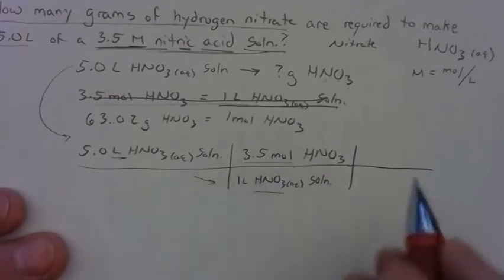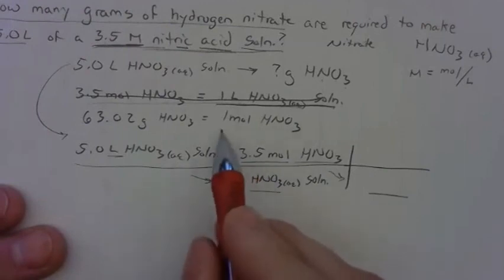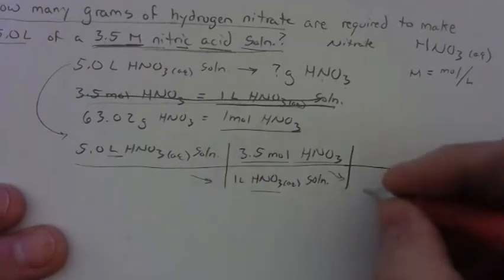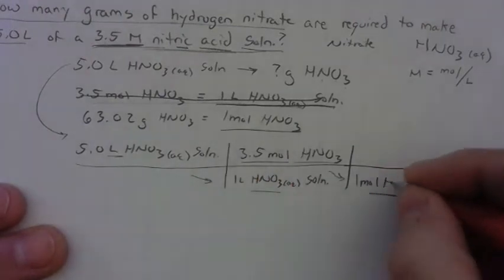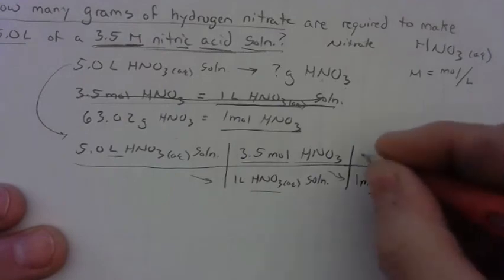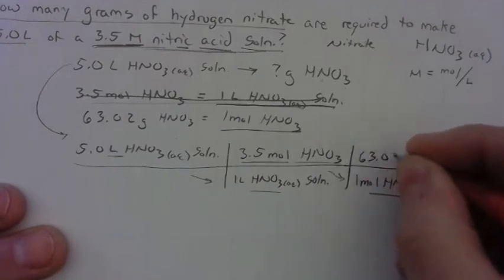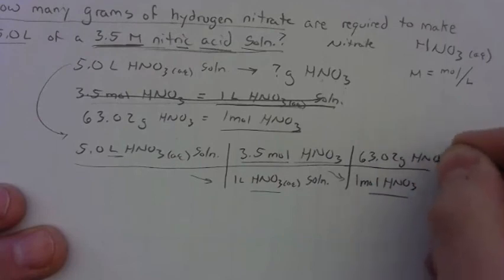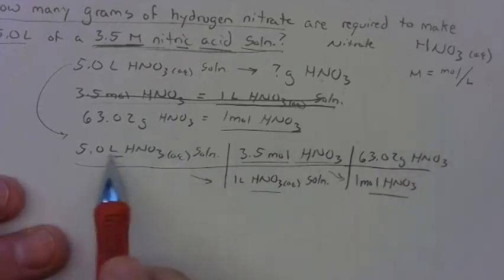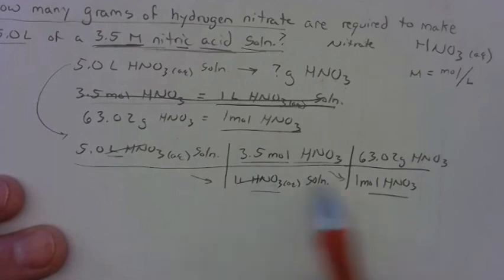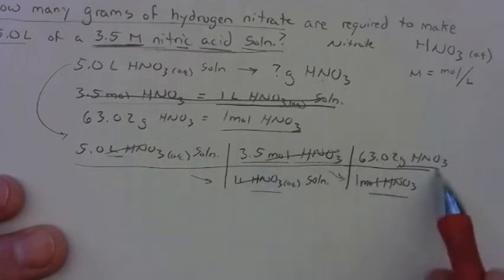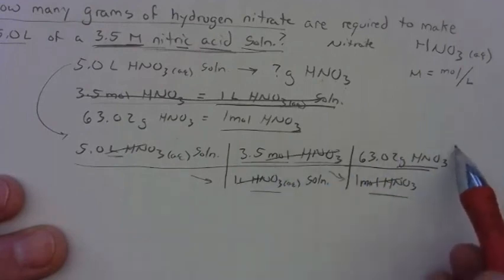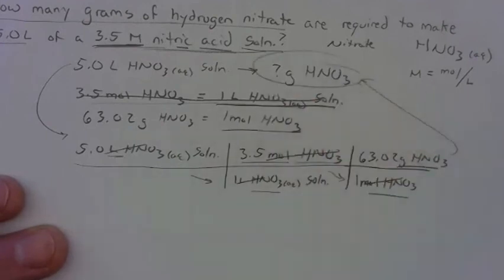Now I have moles of hydrogen nitrate on top. I want moles of hydrogen nitrate on the bottom, and they're right there. So 1 mole of hydrogen nitrate is equal to 63.02 grams of hydrogen nitrate. Liters cancels with liters, moles with moles, and I'm left with grams of hydrogen nitrate, which is exactly where I want to end up.